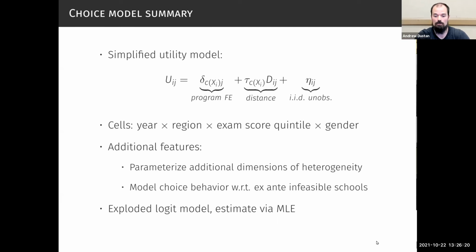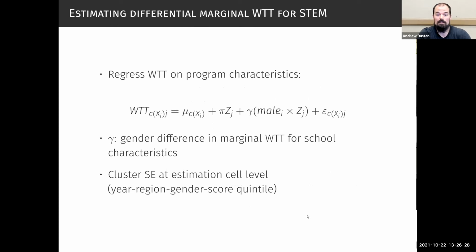We end up with a pretty good fit, which I won't show you, but we estimate the exploded logit model by MLE, and we get a bunch of school by cell fixed effects, right? We want to get willingness to travel, so we divide by the distance coefficient, and we project that willingness to travel for a particular kind of student for a particular school on the school's characteristics. So it's like a two-step process where we estimate the fixed effects, then we project the fixed effects on the characteristics of that school, and we allow that projection to be different with respect to whether the student is a male or a female.